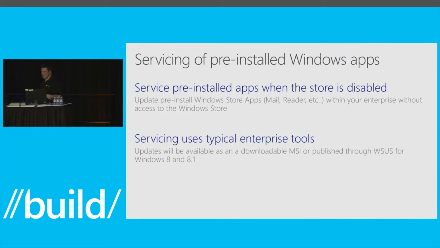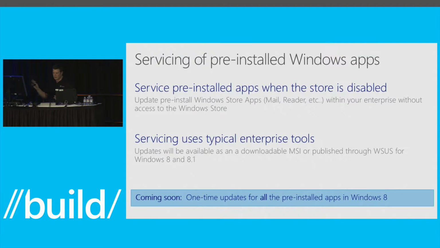So we're going to start here shortly, and we're going to produce a one-time update for all our Windows 8 pre-installed apps because there's been a lot of app updates. And we're going to release a series of MSIs and some WSUS updates. So if you're running WSUS in your enterprise, you should automatically get the sync to your WSUS channel when we release these. And you can go and actually scan against your devices, and without the store being enabled on your device, patch all the apps that ship as part of the Windows image.